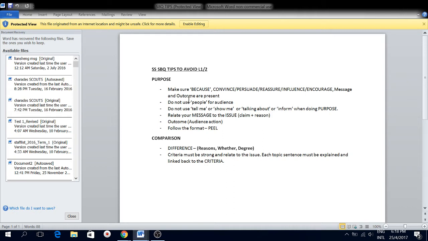Now moving to comparison. When you do difference, when you're stuck, these are the best 3 ways to do a comparison. But it's not conclusive, not all the ways you have to use this method. But I find that this is a good method to use. Look for reasons, look for whether, look for degree. What do I mean by reasons? What do I mean by whether? Both sources are different on whether social media causes harm during the London riots.